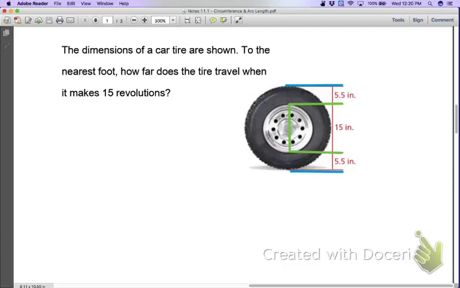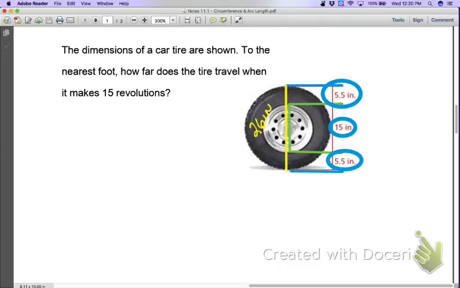So what is the actual length from edge to edge? How much? 26 inches. Now, how do we get 26 inches? Yeah, we added that number and that number together. So the diameter is 26 inches.